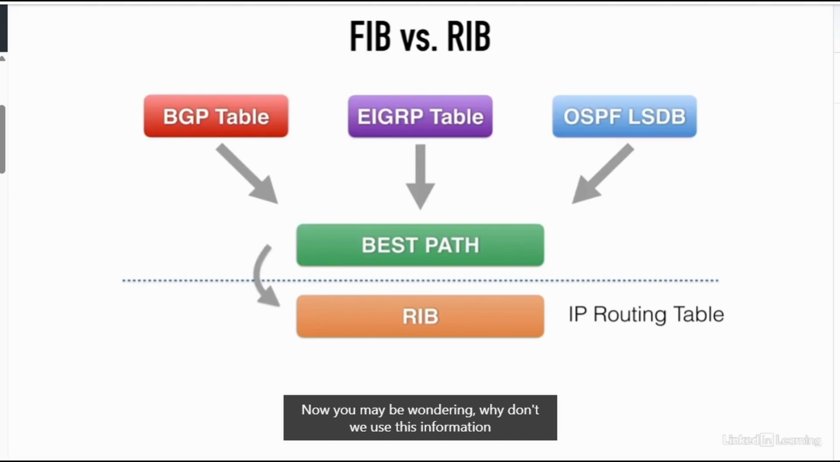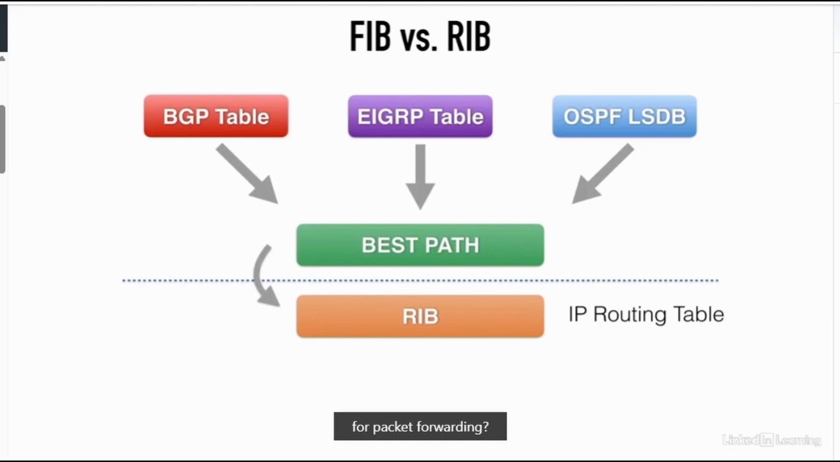Now, you may be wondering, why don't we use this information for packet forwarding? Why don't we use the RIB for that? It seems to have everything we need. And the problem is, some of the entries contained within the RIB may have next hop addresses that are not directly connected. For example, this is really commonly seen with BGP or with statically configured routes. And this is where the forwarding information base comes into play.